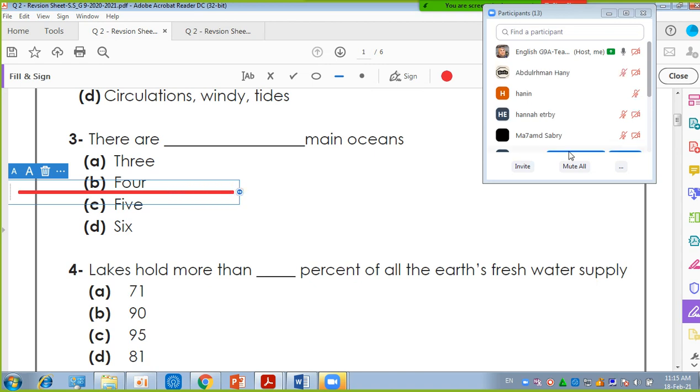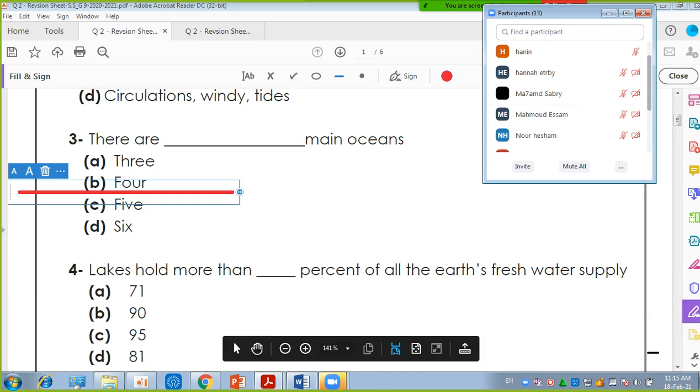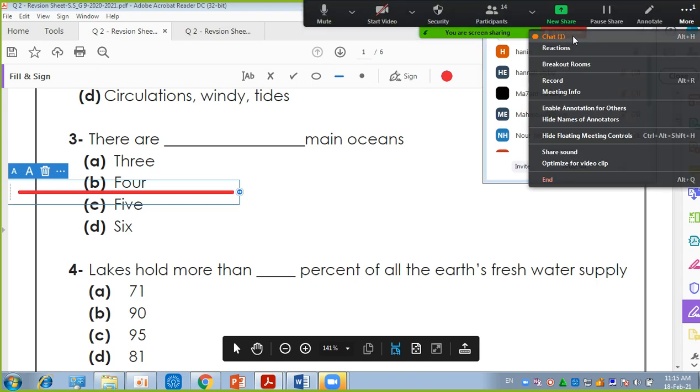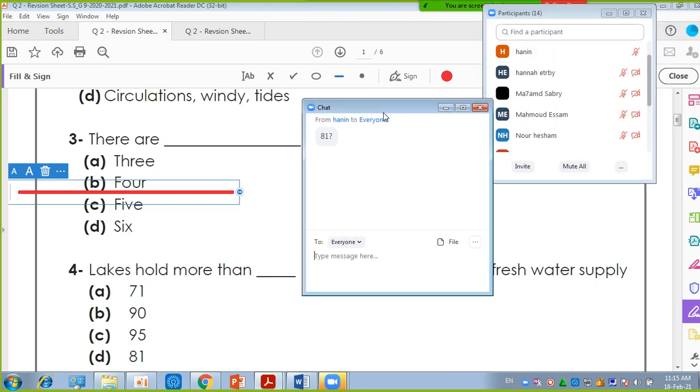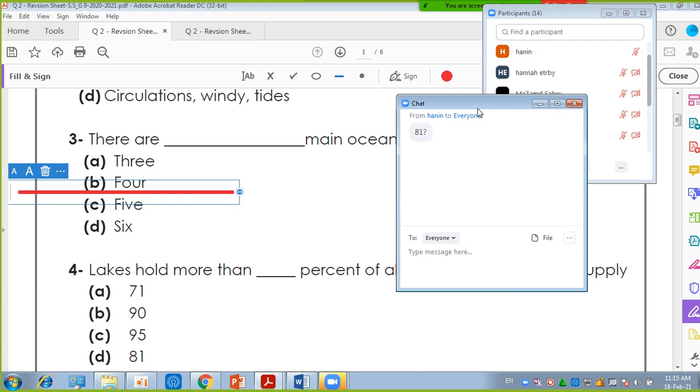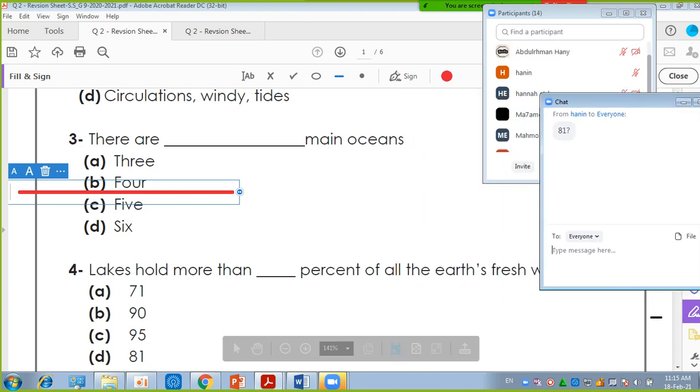The next one, Mahmoud Isam. No, sorry, Haneen, your answers. I'm sorry. Yes, what did you write? No. Let's see the sentence again.